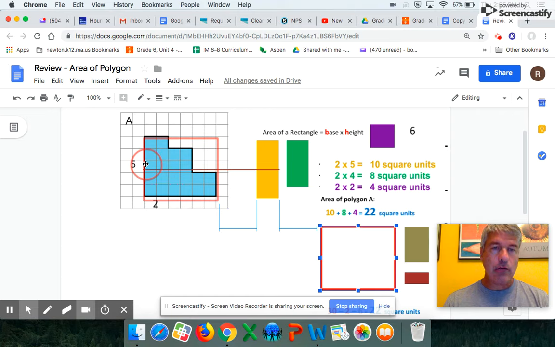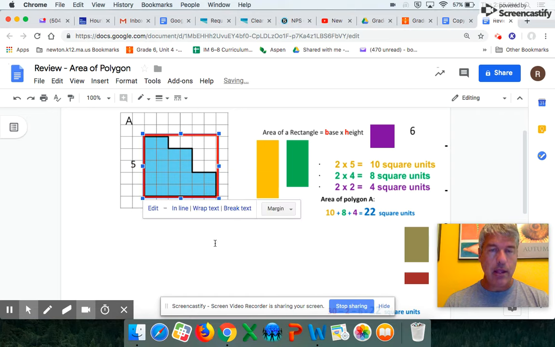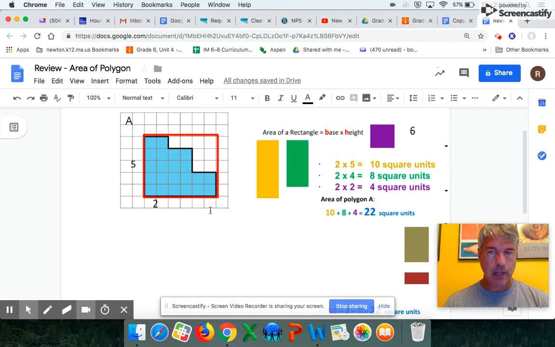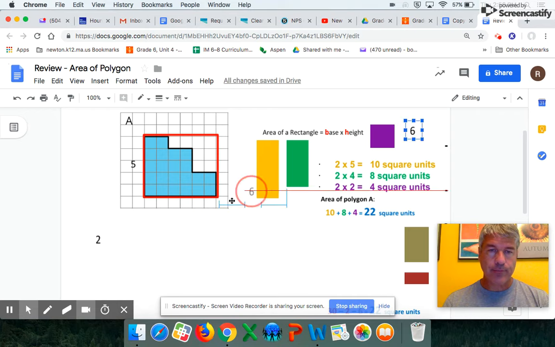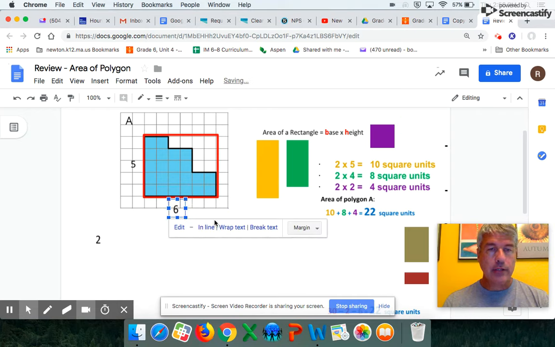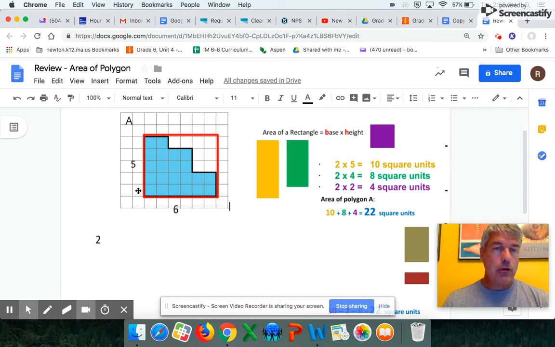So I've taken a rectangle that I've already prepared that covers fully the area of this polygon, again shaded in blue. You can see what is in white is the area that's outside of the polygon, but inside of this large rectangle. Now this large rectangle has a base of 6. You can count across 6 squares in the grid, and you can count again 5 up for its height. That is the red rectangle.